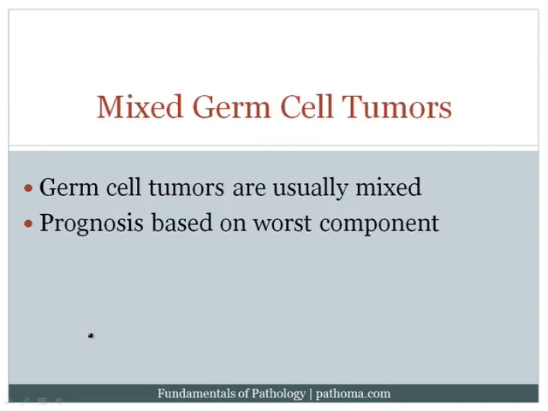Now, although we spend so much time dividing germ cell tumors into these very distinct categories, the vast majority of germ cell tumors are usually mixed. So, for example, a patient can have a yolk sac tumor plus a choriocarcinoma, or a teratoma plus a seminoma. And so it's important to remember that most germ cell tumors in the testicle are actually mixed. And the prognosis is based on the worst component. So, for example, if you have a seminoma and associated with that seminoma is a choriocarcinoma, then the prognosis would be based on the choriocarcinoma.